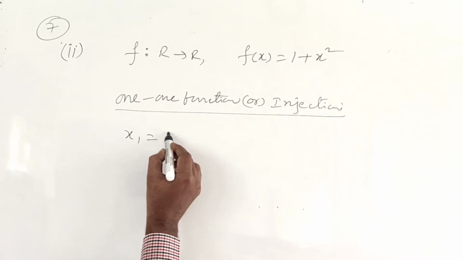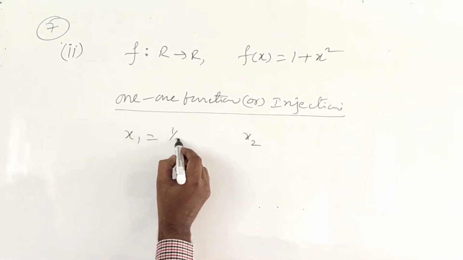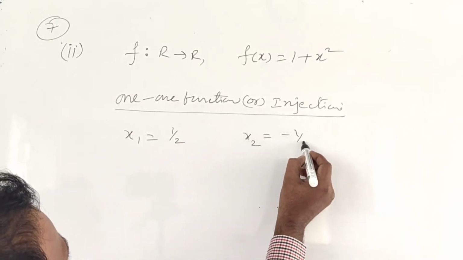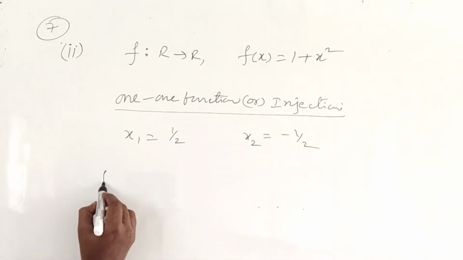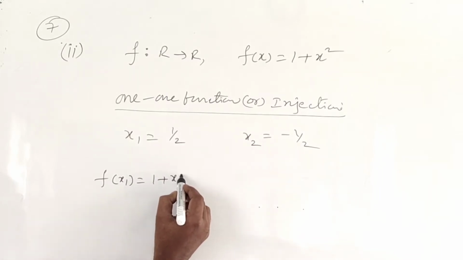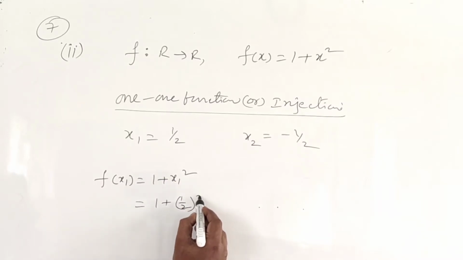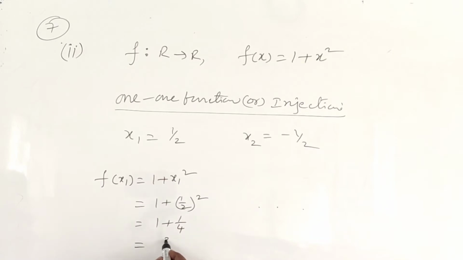x1 is equal to +1, x2 I can take -1/2. What is f of x1? f of x1 is equal to 1 plus x1 square, 1 plus (1/2) whole square, 1 plus 1/4. So you will get 5/4.